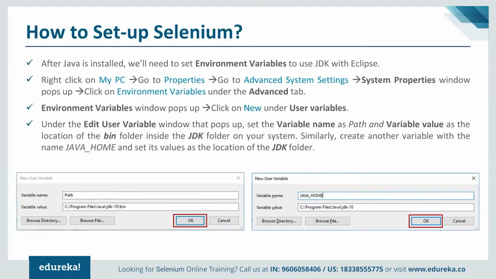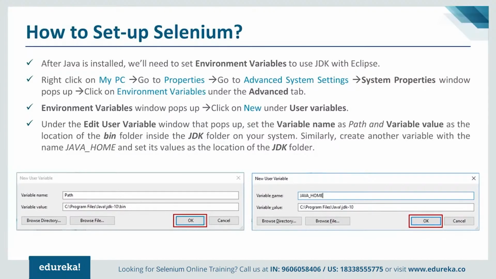Find the advanced tab under it and go to environment variables. So once you've done that, the environment variables window now pops up. Find the user variables. So go ahead and click on the new button under the user variables. Once you've done that, there should be a window that says edit user variable. Now under that window, go to the variable name and set it as path.